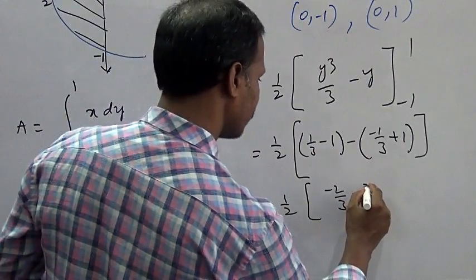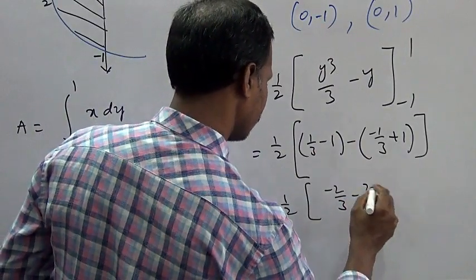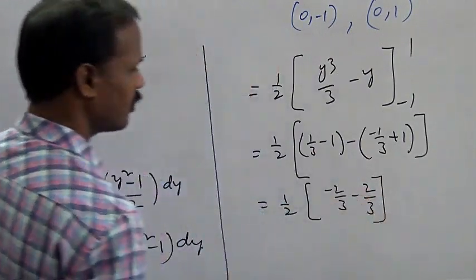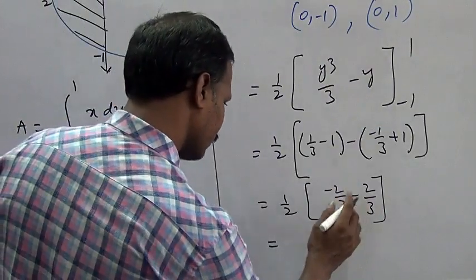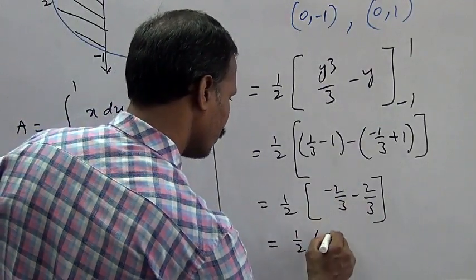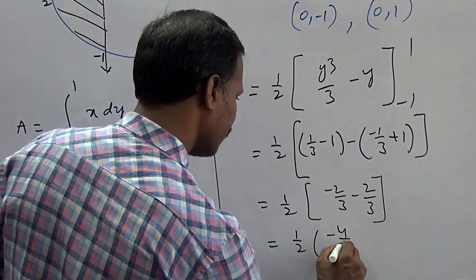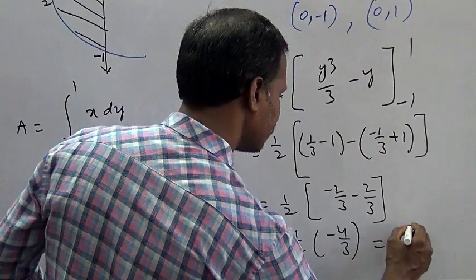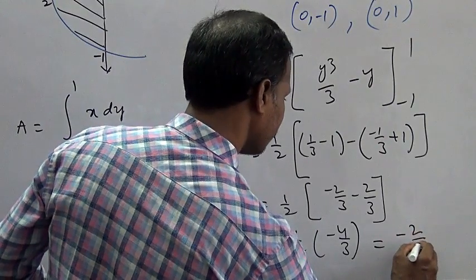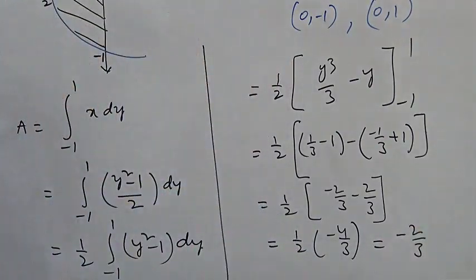Okay, minus 2 by 3. Now this is equal to 1 by 2 into minus 4 by 3. So this is equal to minus 2 by 3. But actually the area should not be negative. Why do we get a negative value?